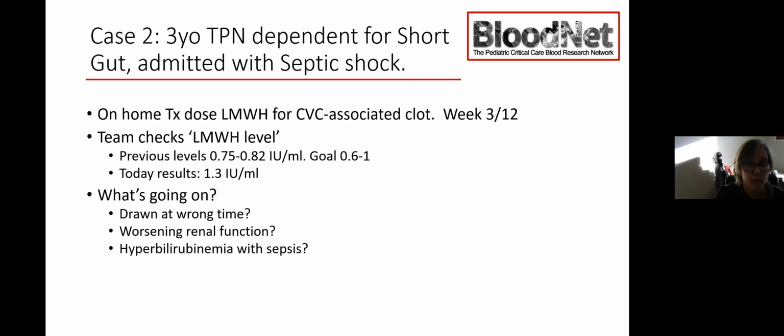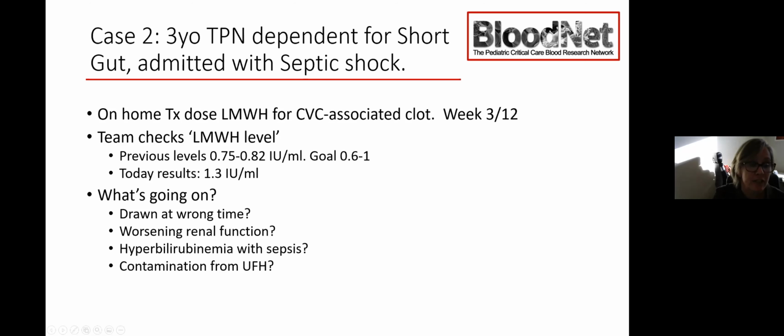What about hyperbilirubinemia with sepsis? Remember, anything that can cause a change to the color of the plasma is going to be interpreted as more of the uninhibited factor 10 in the chromogenic assay, but this again would result in an underestimation.